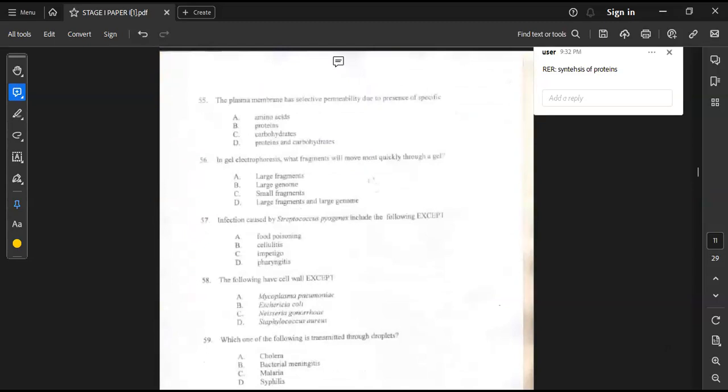The plasma membrane has selective permeability due to the presence of specific amino acids, proteins, carbohydrates, or proteins and carbohydrates. I will go with the proteins. Me too. Let's go for proteins.